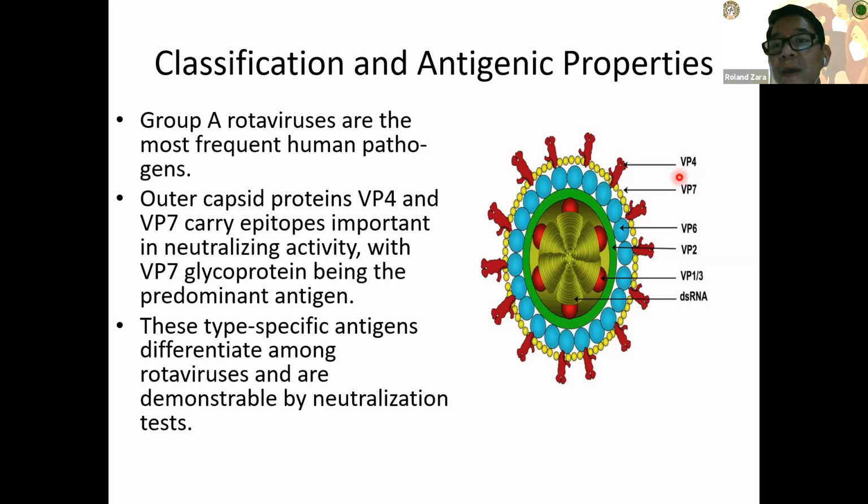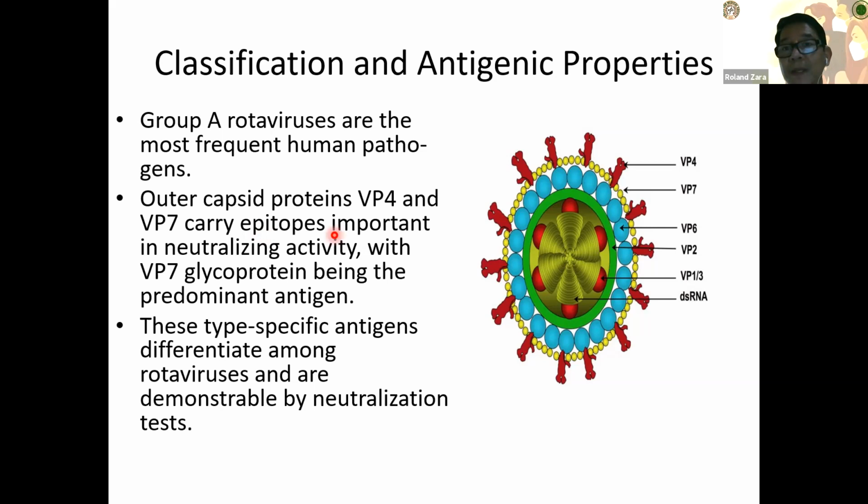So your VP4 and VP7 are the outer capsid proteins. These are the ones involved in antibody binding. The outer capsid, VP4 and VP7, carry the epitope. When you say epitope, this is the part where the immunoglobulin binds. Once the immunoglobulin binds to VP4 and VP7, it neutralizes the rotavirus. Parang sa SARS-CoV-2, the spike.